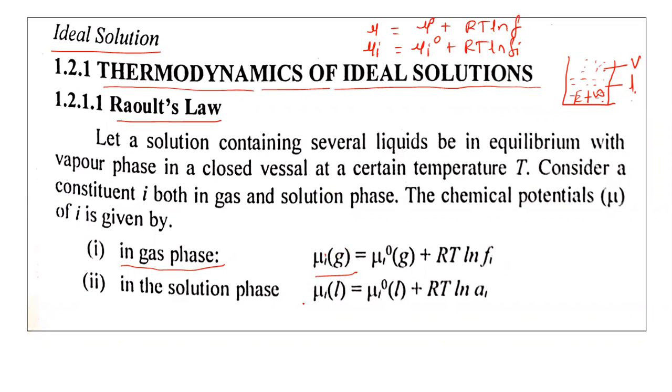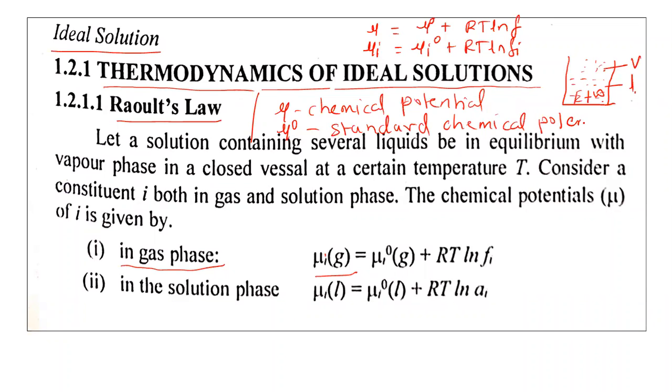Similarly, for the liquid phase, you can write the same equation: mu i liquid equal to mu i 0 plus RT ln a i. What is mu i 0? It is the standard chemical potential. Mu is the chemical potential, whose definition we discussed in chemical thermodynamics, and mu 0 is the standard chemical potential, when standard conditions are maintained.